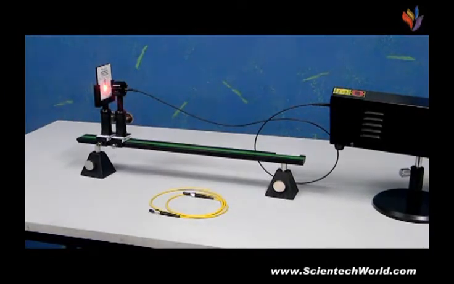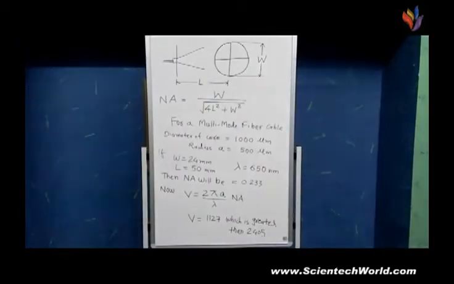By using the value of numerical aperture and the other parameters of the given cable, put all the values in the formula for V number and calculate the V number for a particular fiber cable. Now, to calculate the numerical aperture for a fiber optic cable, we will use the formula NA is equal to W upon square root of 4L squared plus W squared.